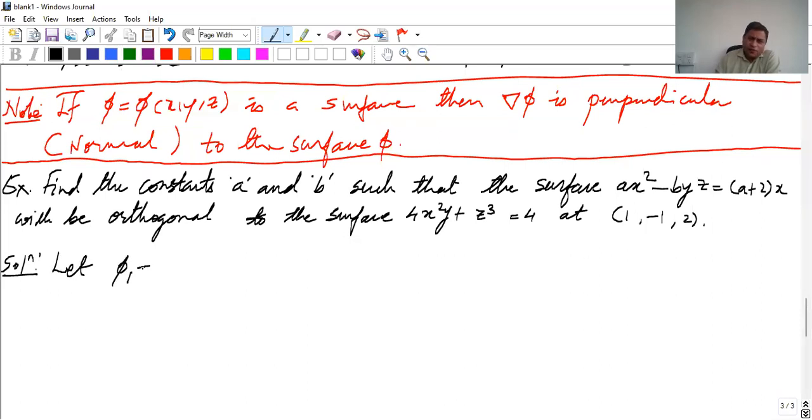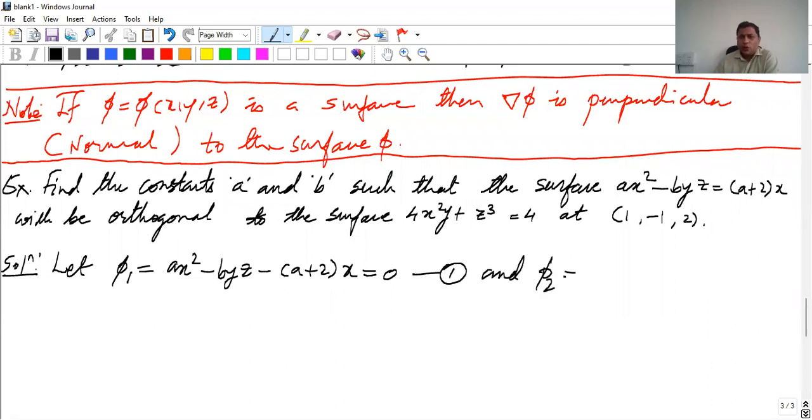So let phi 1 equal to, this is a surface, I'll write this as a x square minus b y z minus a plus 2x is equal to 0. Are you getting this equation? Yes, sir. Okay, what I did is I have taken this term to the other hand side. This is equation 1.